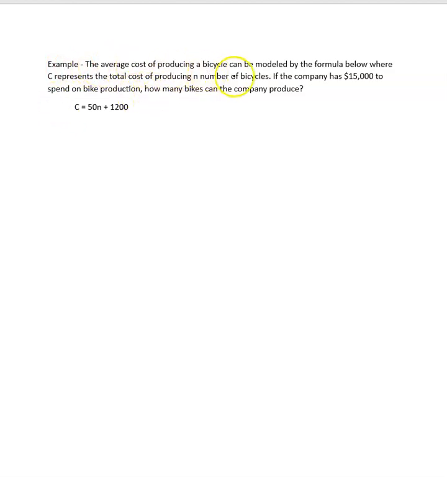The average cost of producing a bicycle can be modeled by the formula below, where C represents the total cost of producing N number of bicycles. If the company has $15,000 to spend on bike production, how many bikes can the company produce? So we see that we have our linear equation in two variables. We've been working with X and Y as our variables. In this case, we're using C and N, but I want you to notice that regardless of what variables we're using, we're still going to use the same process.